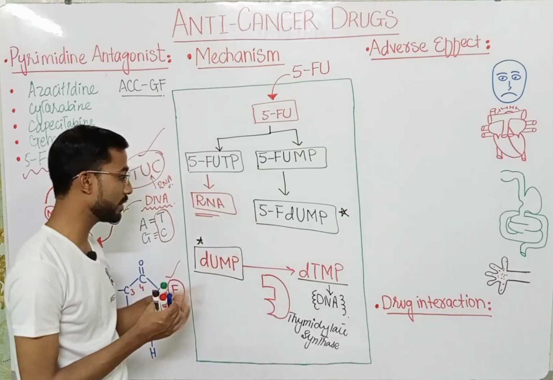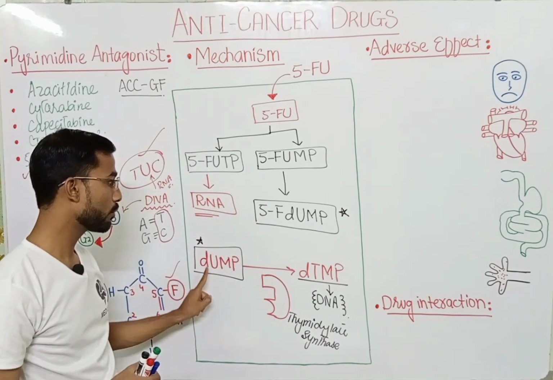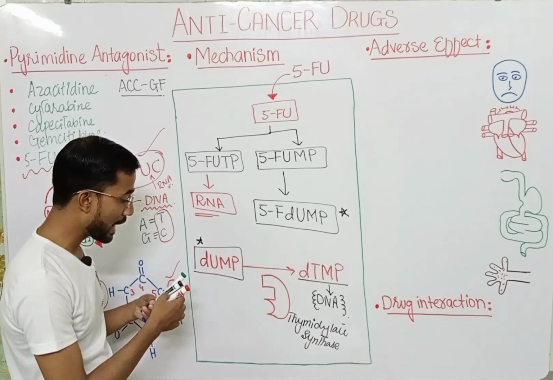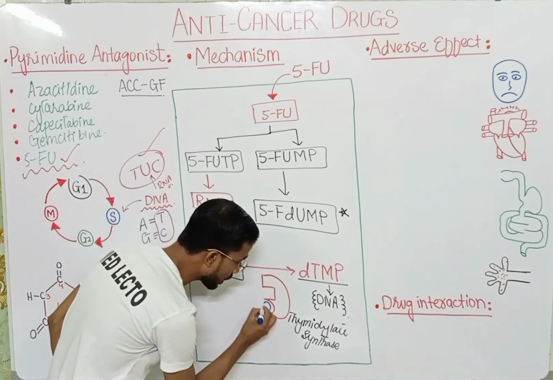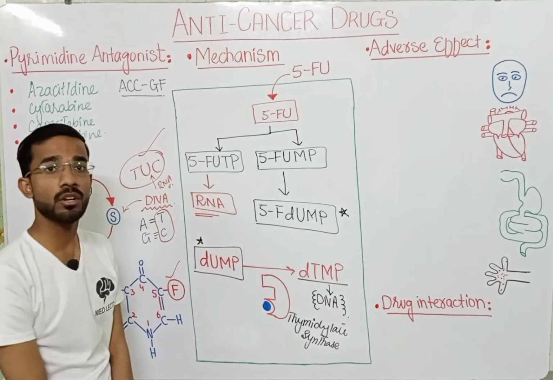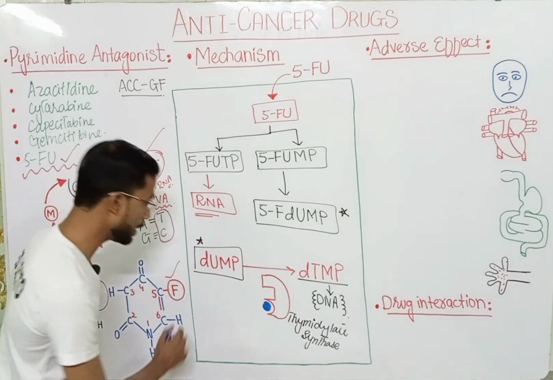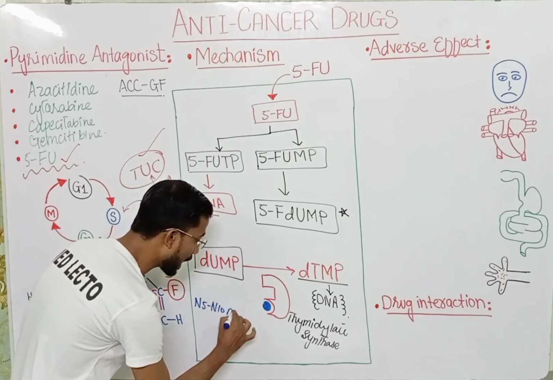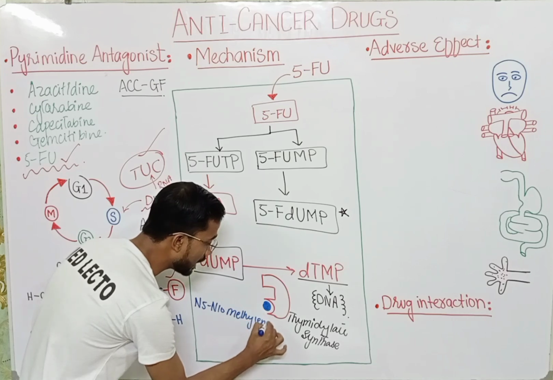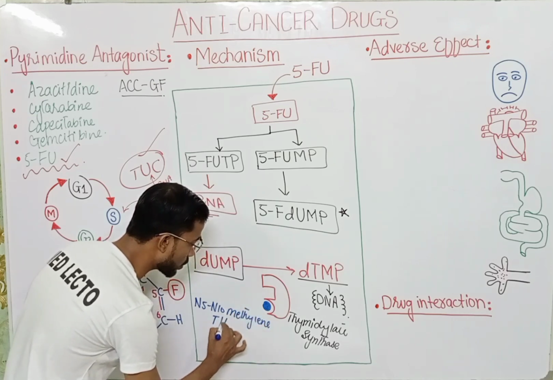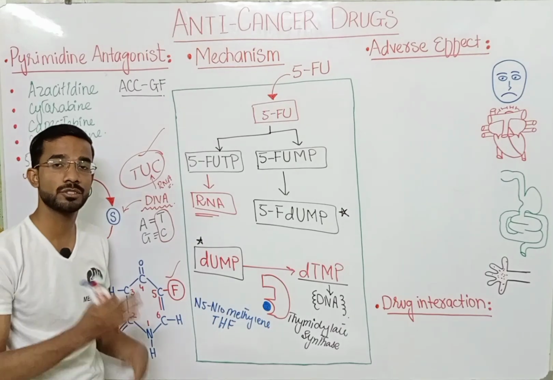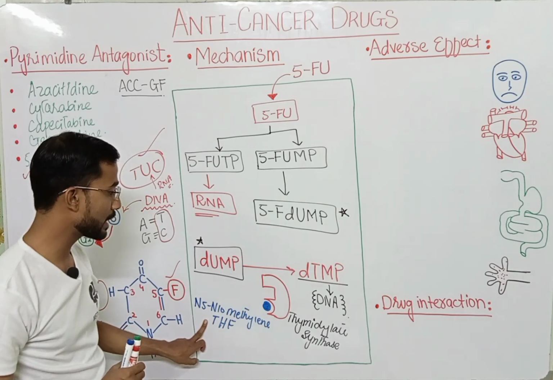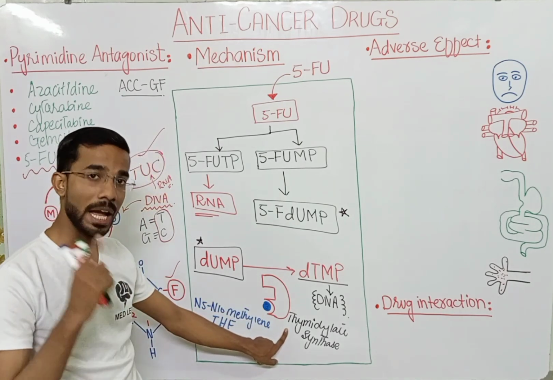This enzyme is actually involved in the conversion of uridine monophosphate to thymine monophosphate. Okay, and this enzyme also requires a cofactor, or you can say coenzyme, and that coenzyme will be the N5,N10-methylene tetrahydrofolate. Okay, that is actually the folic acid which acts as a coenzyme. This cofactor is for the thymidylate synthase.